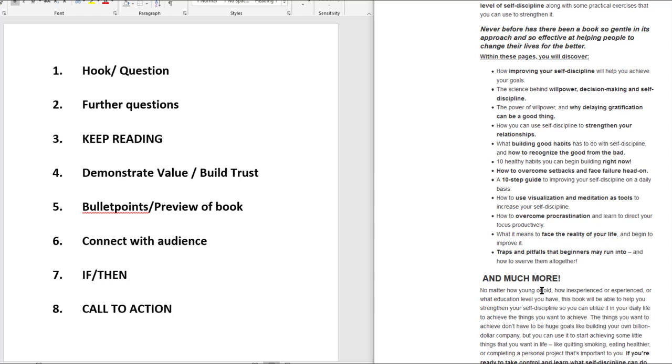And then I always put "and much more," or "and more," plus more. Just let them know that this isn't all for the book. There is more to the book. This is just sort of like a preview. And we're going to go down.